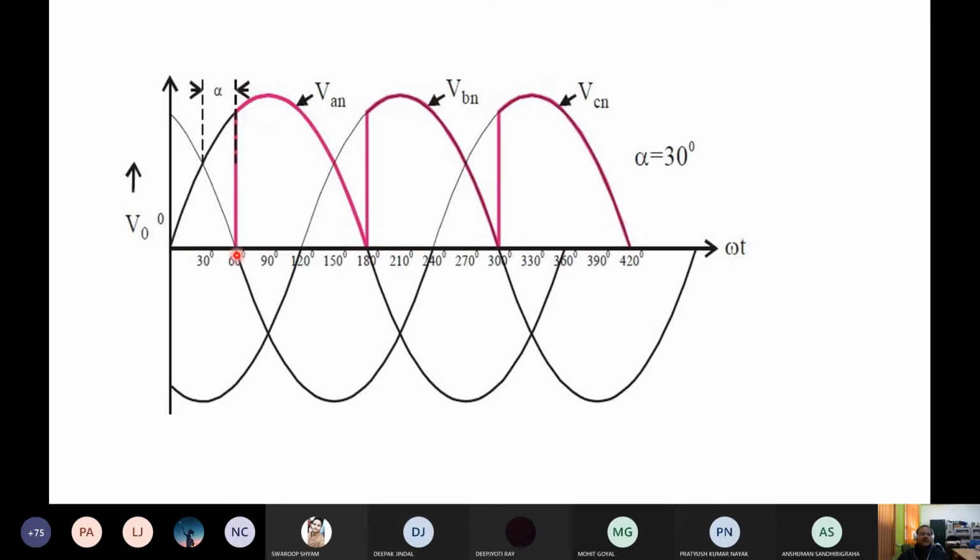Suppose alpha is 60 degree, or it can be anywhere between 0 and this point. You apply the gate pulse here to SCR1. It is forward biased, so immediately this voltage will appear up to this. Now you apply gate pulse to SCR2, so immediately this voltage will appear. Now SCR3 is triggered.